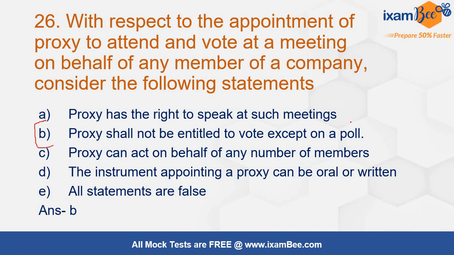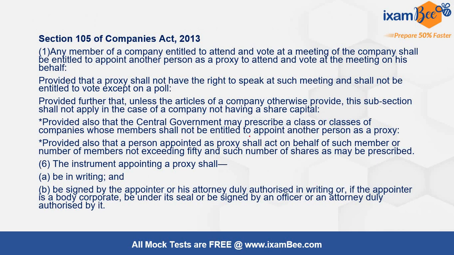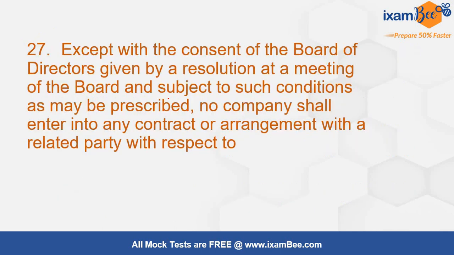Now what is the most appropriate one that you have to select? Section 105 you can refer for that purpose. It talks about proxy, what proxy can do. He can attend and vote. He shall not be entitled to appoint any person as a proxy, any member, and that proxy has to attend and vote at the meeting on his behalf, provided that proxy will not have right to speak. He shall not be entitled to vote except on a poll.